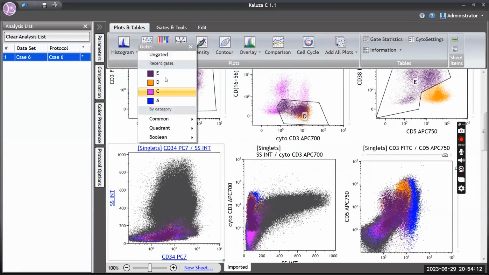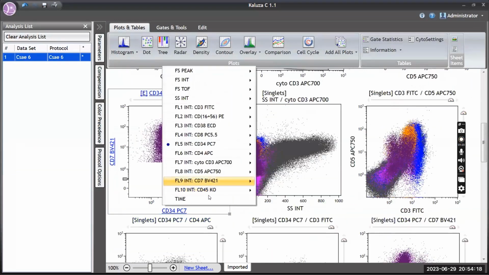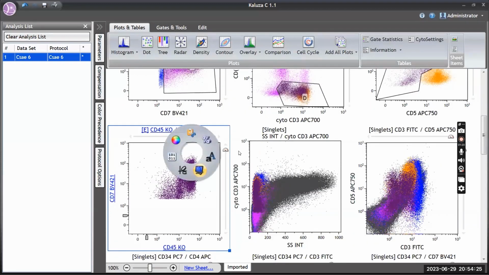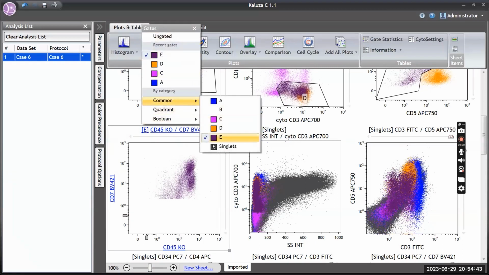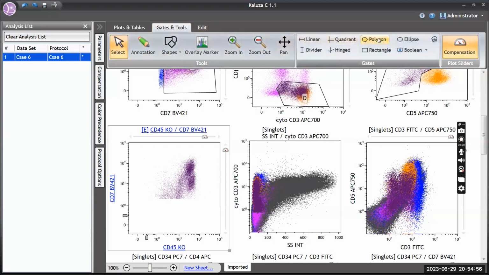So let me drop E here and check with CD7 versus CD45 whether it is helping. Okay, this is E, right? So I'm finding almost like three populations here. One is CD7 bright and CD45 also bright. And another population is CD7 moderate and CD45 bright. When you want to call whether CD7 is moderate in this, always check with the singlet background. So yeah, it is CD7 moderate and this is bright. And there is also another population which is CD45 dim and CD7 dim.